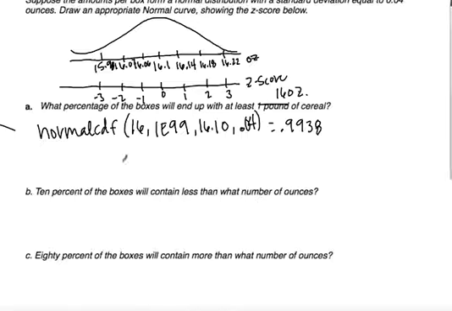B says, 10% of the boxes will contain less than what number of ounces? So for this one, you're actually going to go kind of backwards. If you were thinking about this visually, you'd have your standard normal. You would be looking for 10%, where the area is equal to 0.1, and anything less than that. So you're looking for this over here.